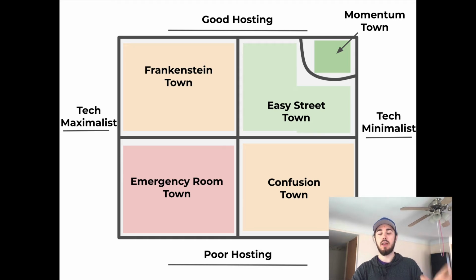Easy Street Town. So Easy Street Town is, of course, where we want you to be, where you're not really running into problems very often. You're having kind of a low severity issue, maybe once every 3 months, for example. You're never really going to be able to escape issues entirely. There's always going to be technical issues popping up here and there.